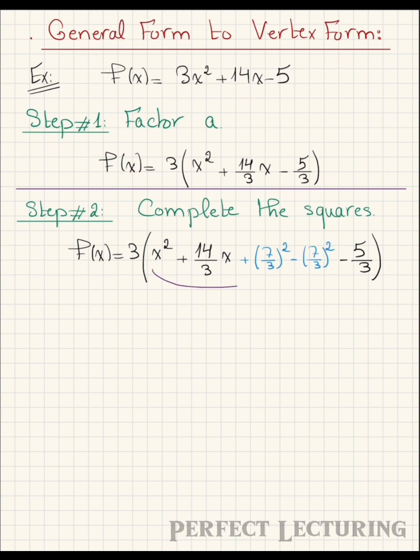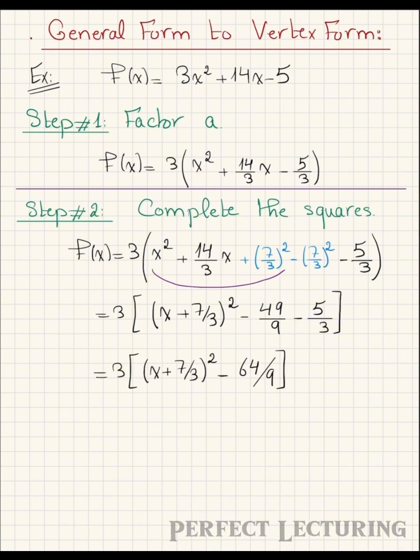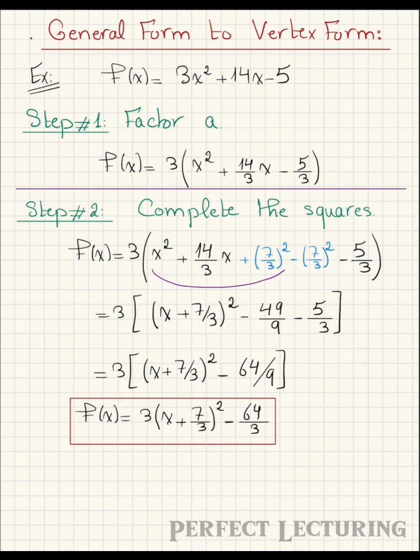The first three terms inside the parentheses form a perfect square. This term becomes negative 49 over 9, and we copy this term. Then we add these two fractions, and we get the following expression. Final step is to distribute the 3 again, and our quadratic function becomes the following expression.